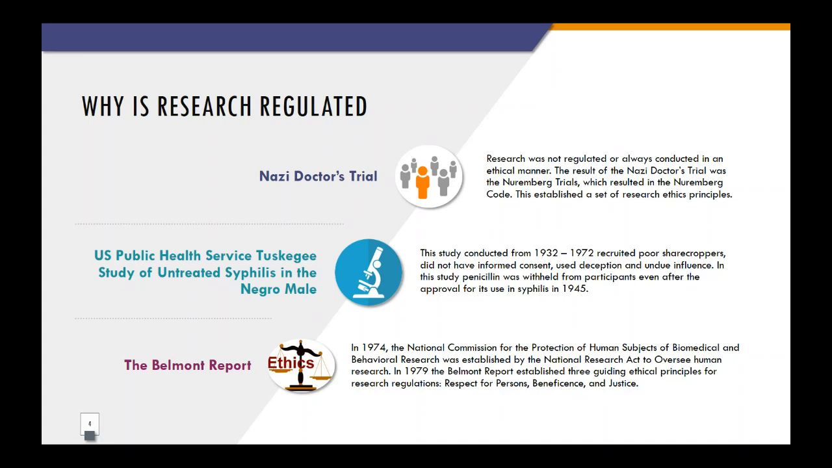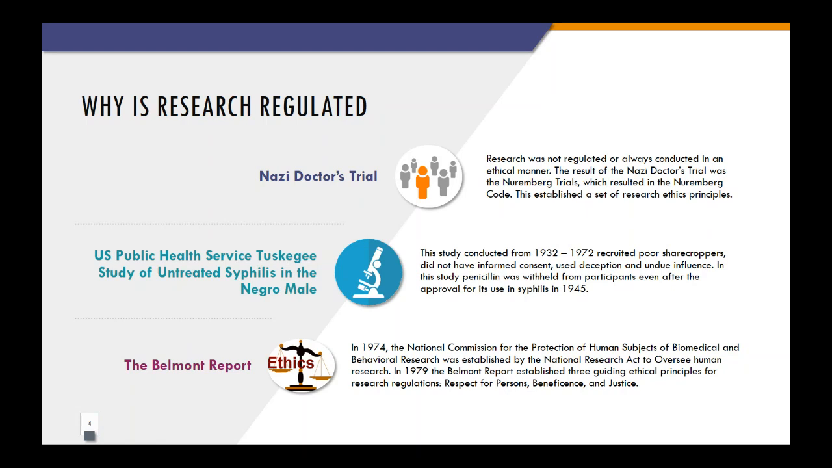So then our next study was so wrong, I don't even want to say the title of it. So we just call it the Tuskegee Study. This study was conducted in the U.S. from 1932 until 1972, and it recruited poor sharecroppers who were not consented. The study used deception and undue influence. So basically, you had poor African-American males who were infected with syphilis, and they were not given the approved treatment for syphilis, which was penicillin, which was approved in 1945. So they withheld treatment to subjects.